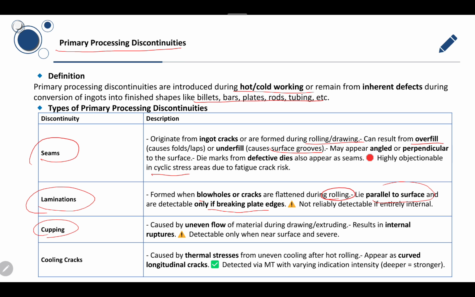Next one is cupping. This is caused by uneven flow of material during drawing or extruding, leading to internal ruptures. These are only detectable when they are near the surface and severe. Cooling cracks. These are caused by thermal stresses from uneven cooling after hot rolling. They typically appear as curved longitudinal cracks and are detectable by MT, with deeper cracks producing stronger indications.